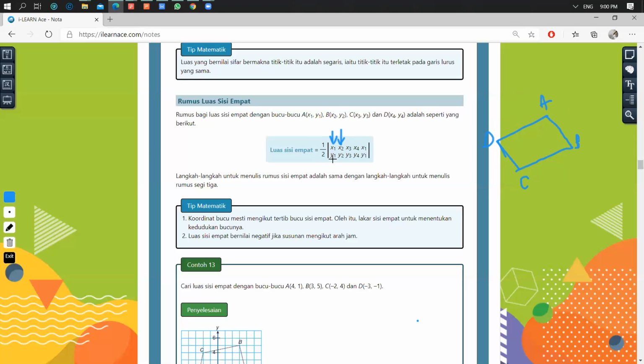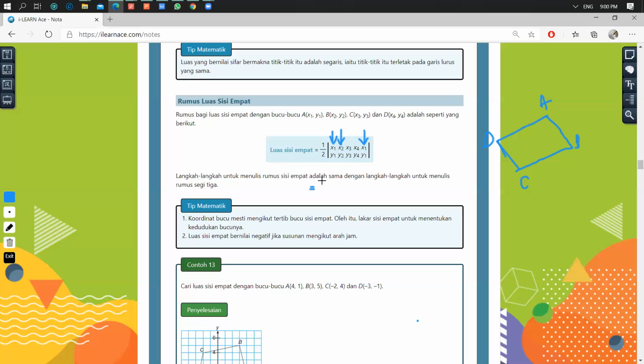So the first one x1 y1, then the second one x2 y2, the third one x3 y3, and the fourth, last one x4 y4, but that's not the end. The last one you put here must repeat the first one you have put. So if you put A here, x1 y1, then the last one you should put is x1 y1 as well. After you've got this, then we open it up.